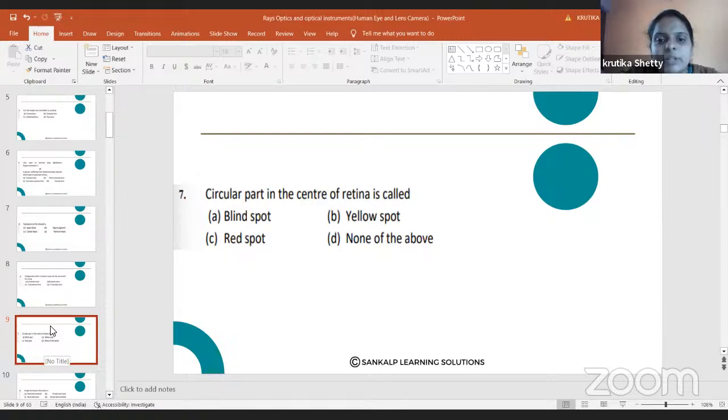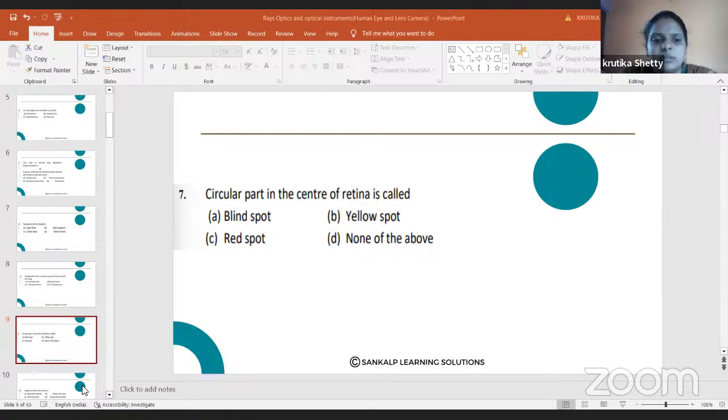Circular part in the center of the retina is called. On the retina, already I told you the eye consists of different parts here. So the circular part in the center of the retina is called: blind spot, yellow spot, red spot, none of these. Yes, Madhu, Rakshita, you are right. It is yellow spot. Option B is correct. Not A, not blind spot. So the center part is called yellow spot. Option B is correct here.